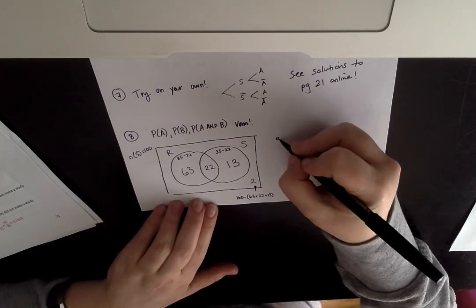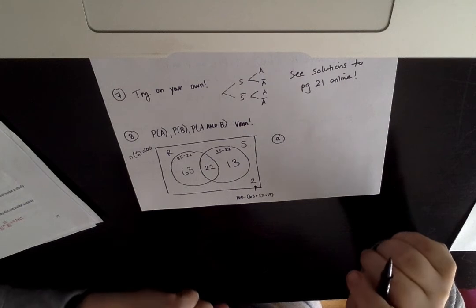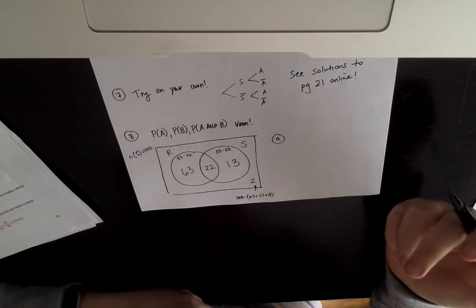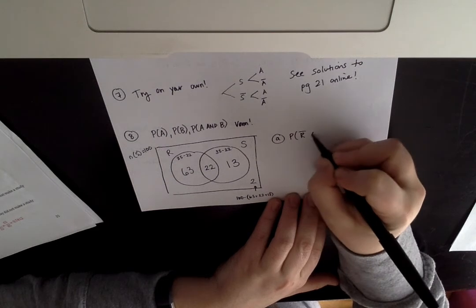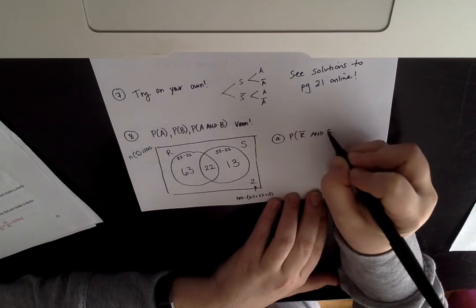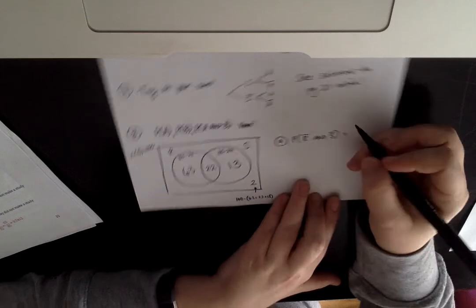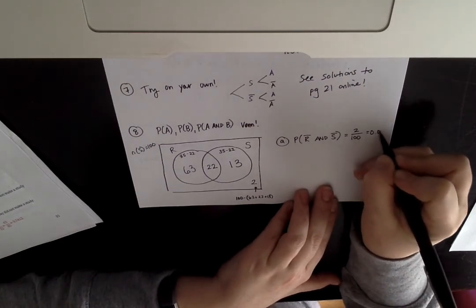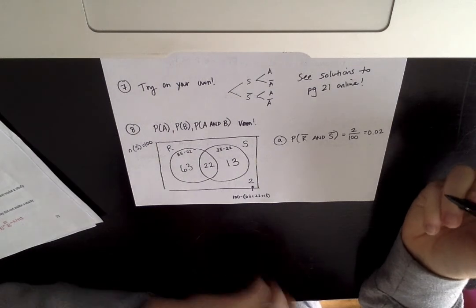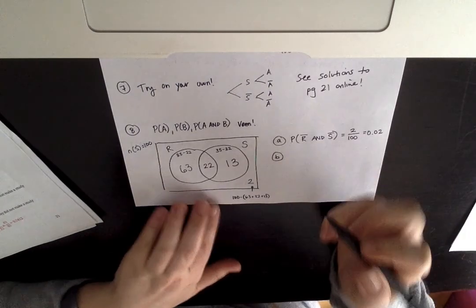So then we read the questions. What is the probability somebody did not complete the review and did not make a study guide? So no review and no study guide is this number outside. So that's 2 out of 100 or 0.02. Okay? And then one more.